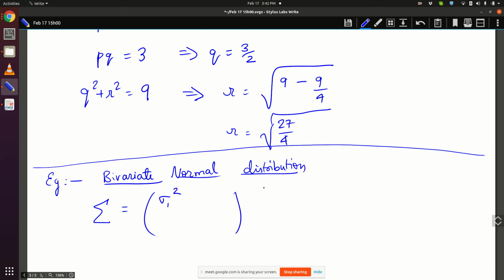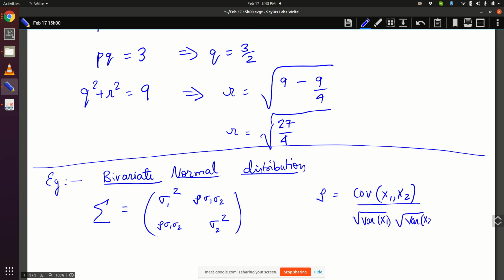Covariance of x1 comma x1 is nothing but variance of x1. So this is sigma 1 squared, this is sigma 2 squared, and this entry will be rho times sigma 1 sigma 2, where rho is called the correlation. It is equal to covariance of x1 x2 divided by the standard deviation of x1, the square root of variance of x1, times the square root of variance of x2. So we can write a decomposition like this.